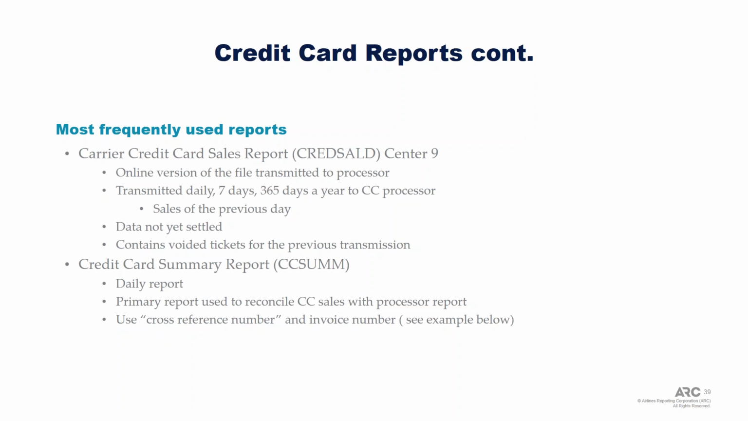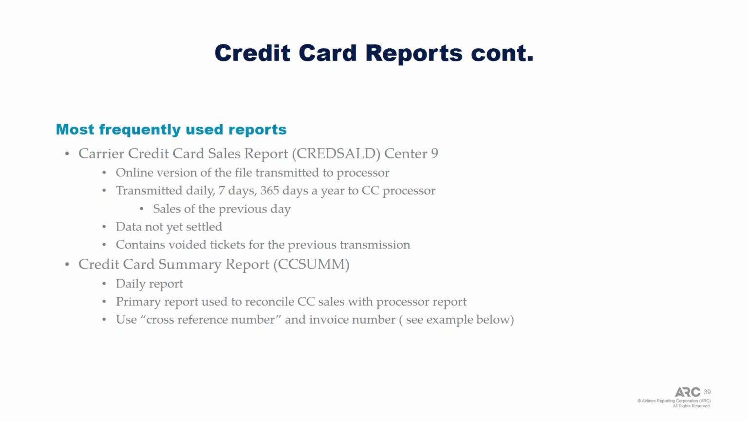This report is a daily report. It doesn't fall under our cycle reporting. This goes out 7 days a week, 365 days a year to your credit card processor for the sales of the previous day. It's not output in cycles, so it's important that you understand that. This data has not been settled, and it does contain the voided tickets for the previous transmission.